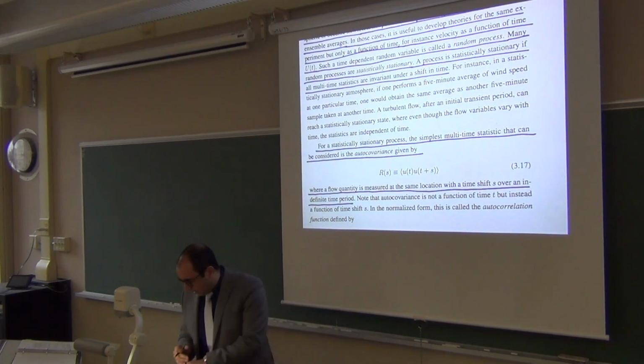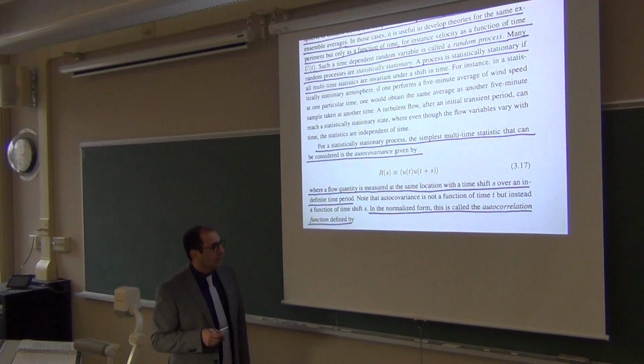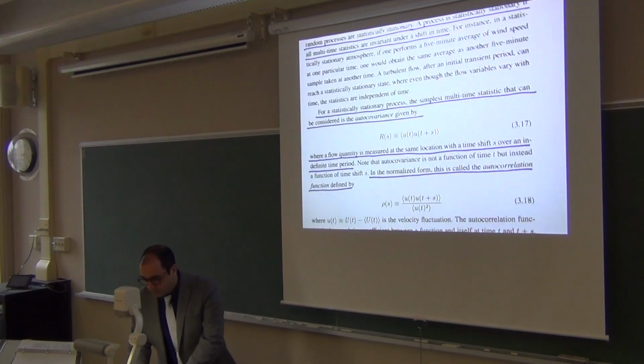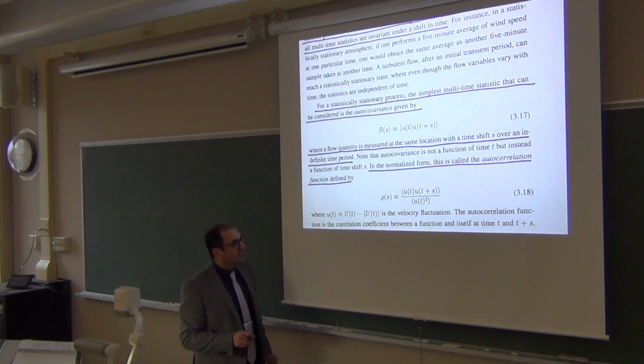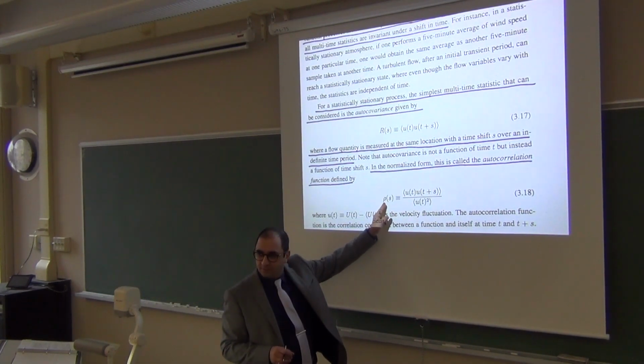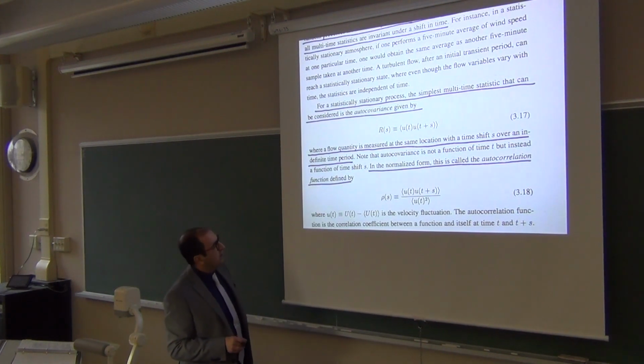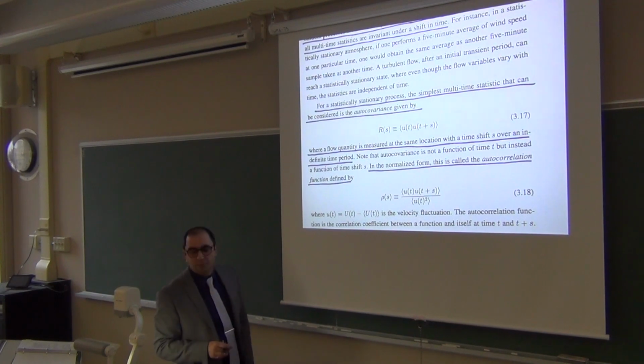You could normalize this capital R and obtain the autocorrelation function, which we use rho. Again, this rho should not be confused with density or correlation coefficient. This rho is known as autocorrelation function.